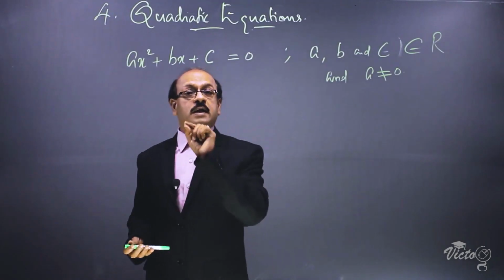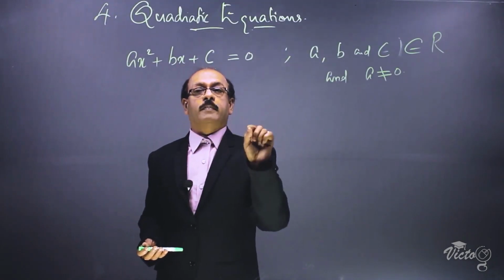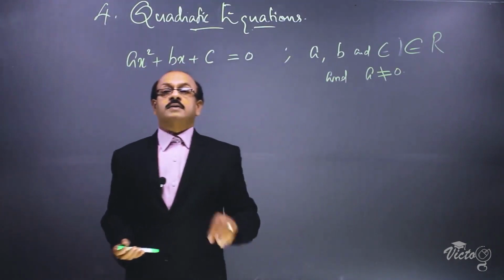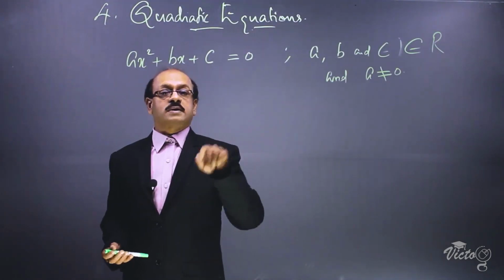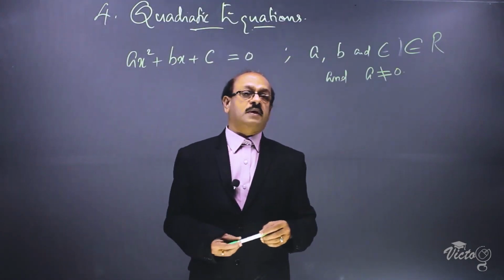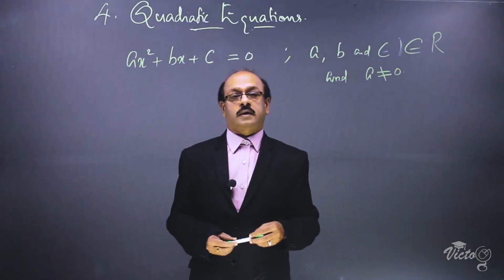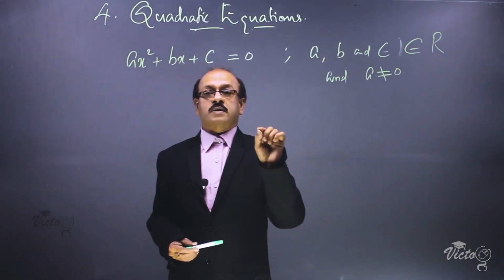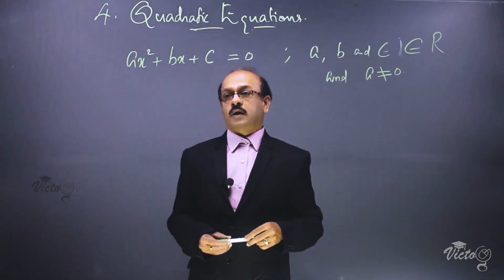If a is 0, the equation will become 0 into x square plus bx plus c is equal to 0. 0 into x square means 0 itself. Then 0 plus bx plus c means bx plus c is equal to 0. Then there is no second degree term. That means if a is equal to 0, the equation will not be a second degree equation.